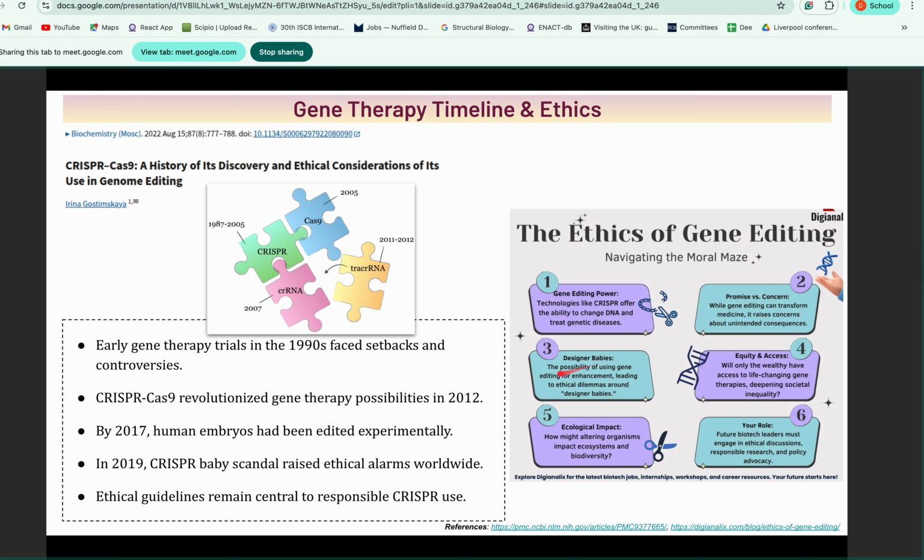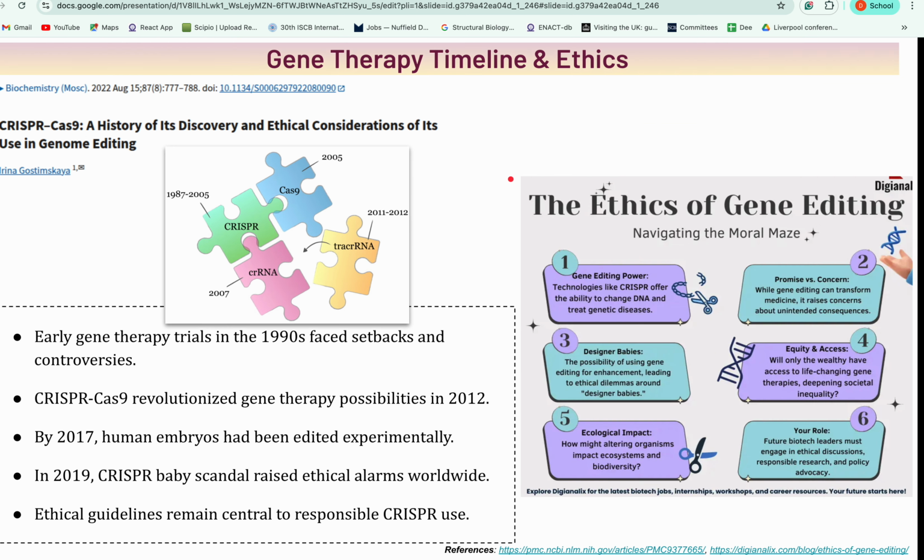Then designer babies: the possibility of using gene editing for enhancement leads to ethical dilemmas around designer babies. Then equity and access. Will only the wealthy have access to life-changing gene therapies, deepening societal inequality? Because we know that gene therapy is not cheap, it is quite expensive. So it raises the concern that the wealthy will be able to access it and the people who are poor will not be able to access it. So in that case also, it raises ethical issues.